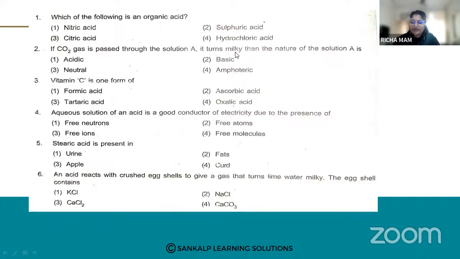Now, when we discuss acids, there are two types of acid. One is the organic acid, another is the inorganic acid. Organic acid means they are obtained naturally. Inorganic means they are man-made. Now, they have asked, among the following four options, which is the organic acid. Yes, you can use the chat box to give your answers there.